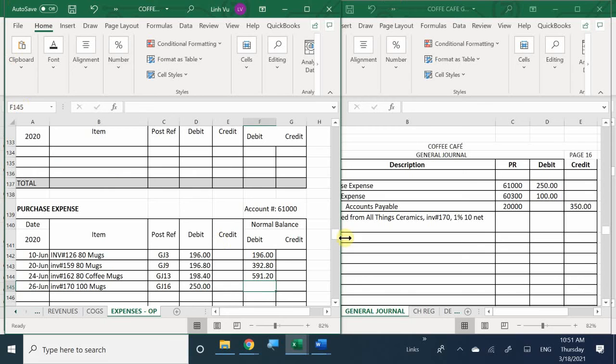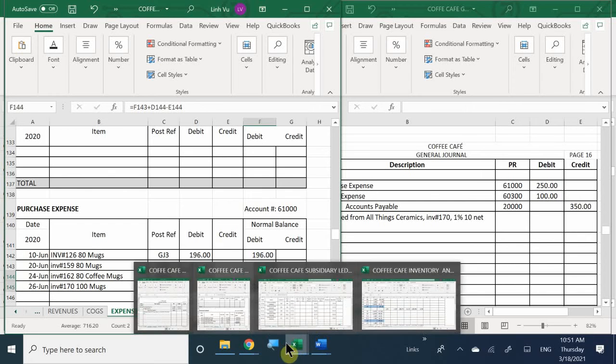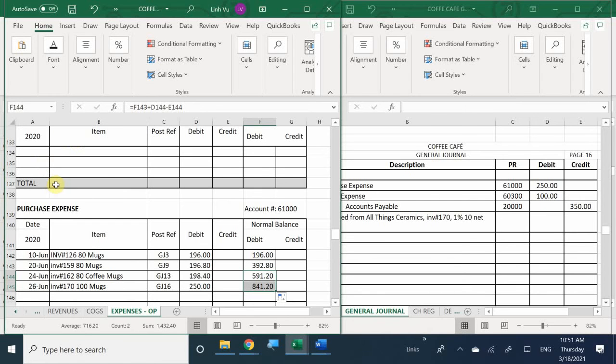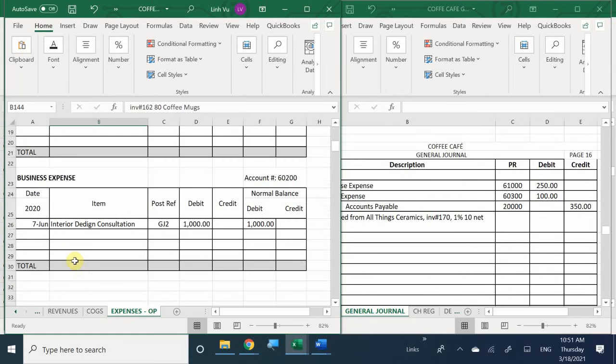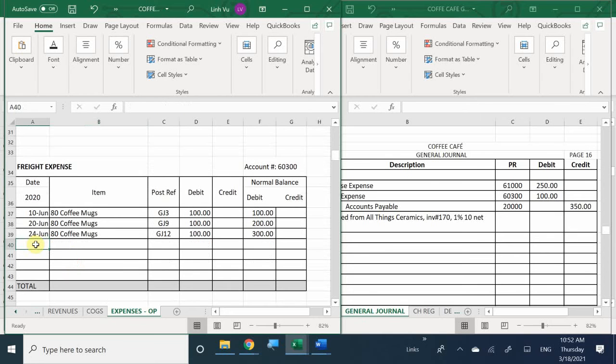All right, so here we are. Debit. What is my balance in my purchase expense account? 841.20. Okay. Now I'm going to go all the way up to my freight expense. How much is my total freight expense? 400.